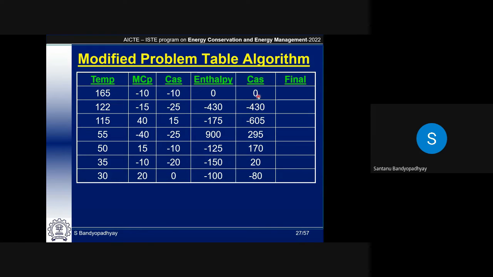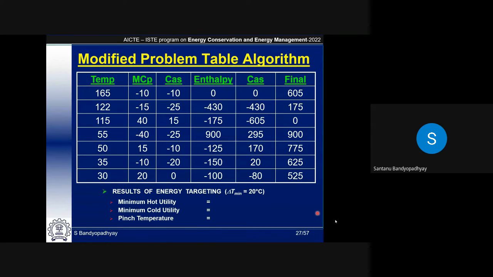So what I'll do is I just add 605 to every entry. So first one, I'll get 605. Then 605 plus minus 430, I'll get 175. Then next number will be 0. Then I'll get back 900. Then I'll get 775. Then I'll get 625. And finally, I'll get 525. This is the algorithm. And now I'm ready to give the answers for energy targeting for a delta T min of 20 degrees.